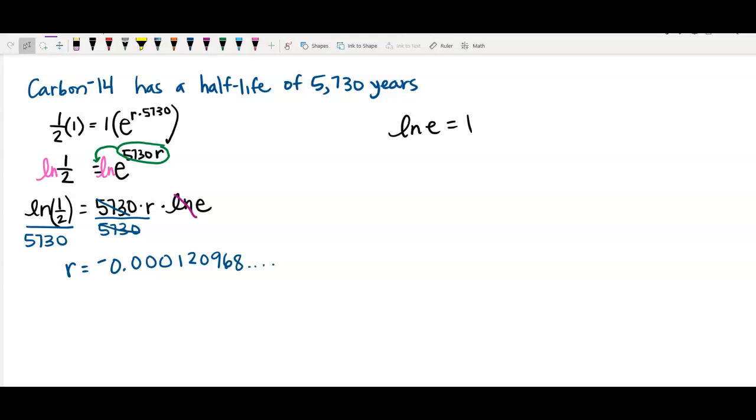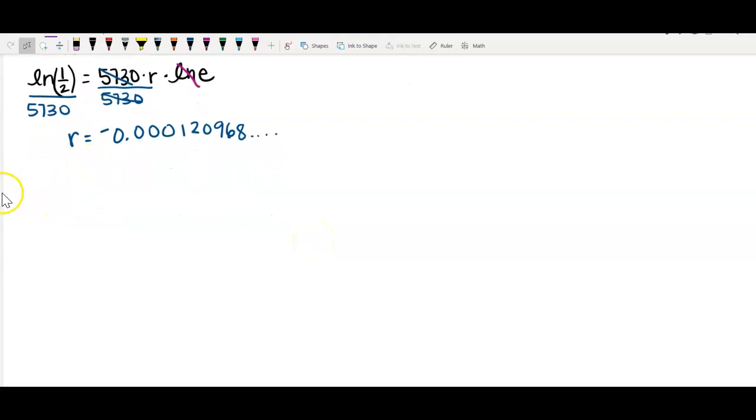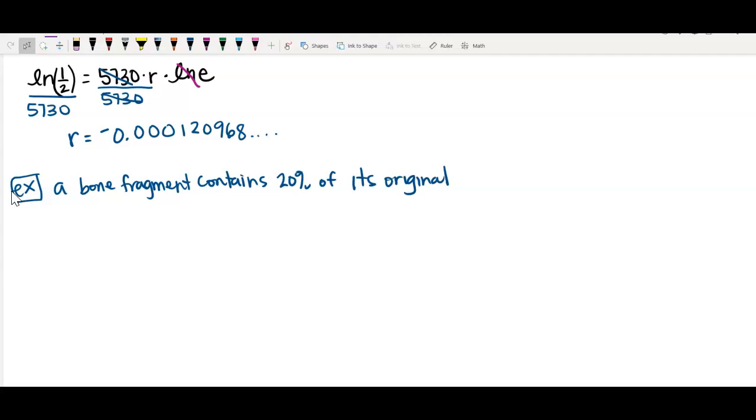All right, let's see. I think I'm missing some part of it here in my question. Oh yeah, okay. So let's say that we're looking at a bone fragment. Let's write this one down. A bone fragment contains 20% of its original carbon-14. How old is the bone?